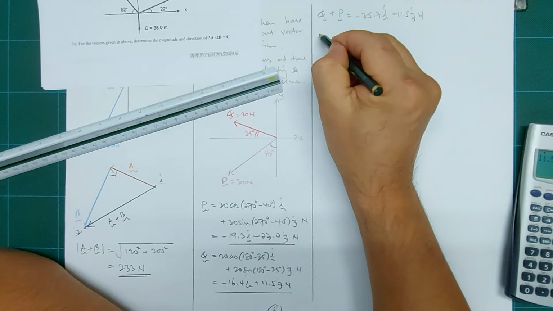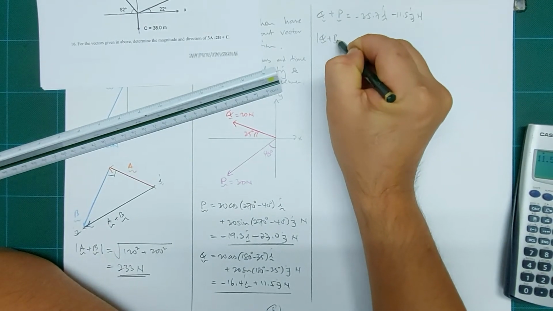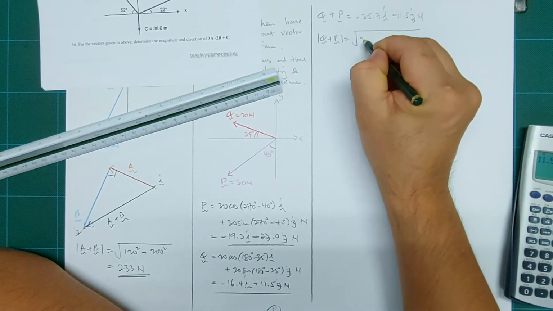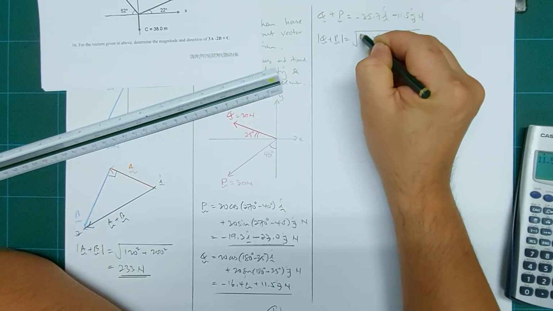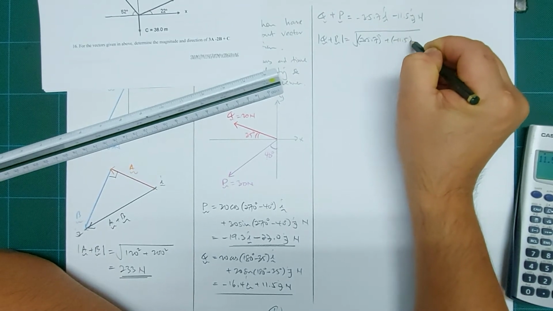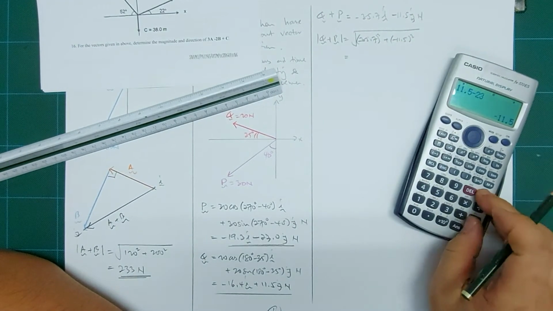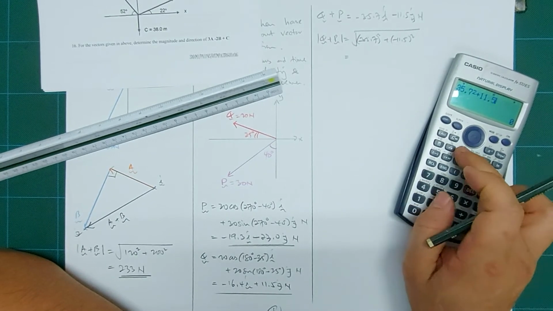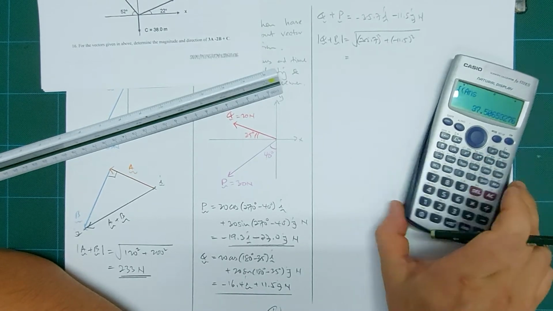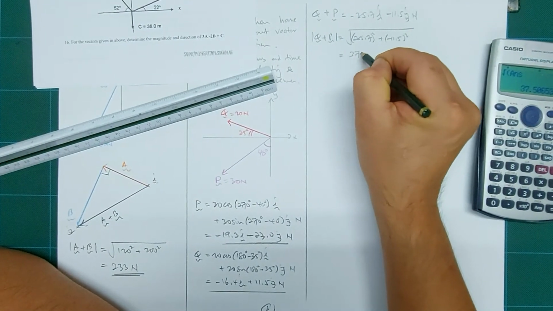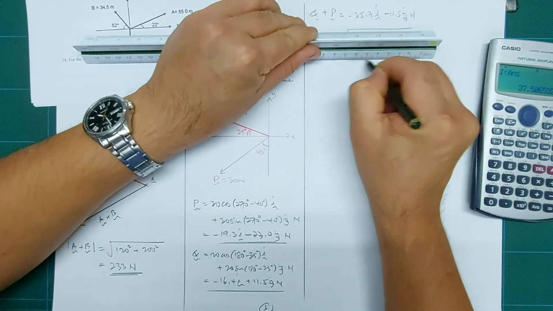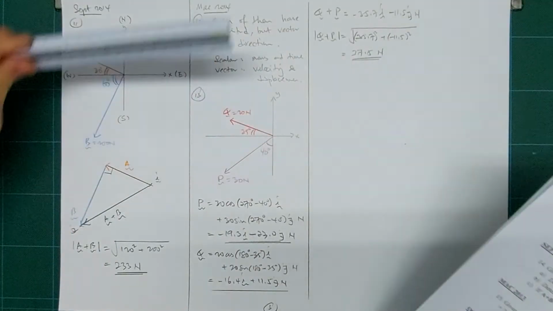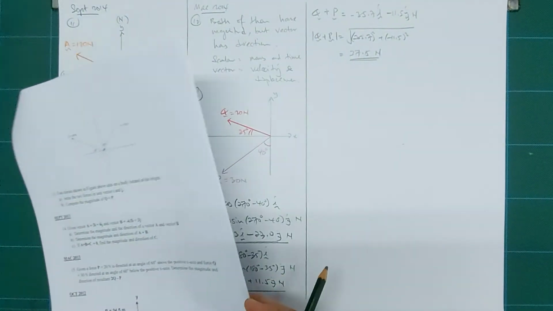Okay, our magnitude of Q plus P is the square root of the sum of the squares. So we have 35.7 squared plus negative 11.5 squared, and don't forget to square root. The answer is 37.5 Newton. Direction is not asked, so no need to find the direction. Our answer is 37.5.